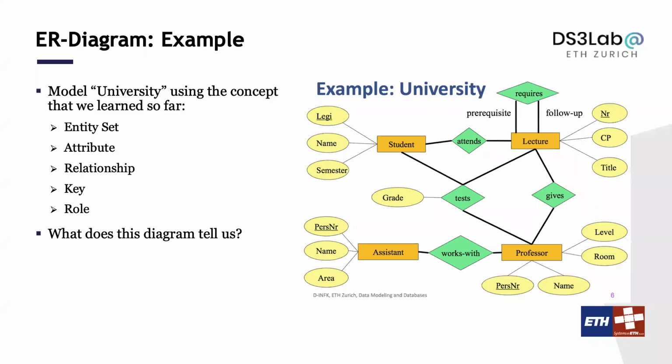For example, here, what we are trying to convey to the machine about our application is that the data I have is organized as follows. I have four different types of entities in my application. I have students, I have lecturers, I have assistants, I have professors, right? If you take, for example, professor, there are four attributes for each professor. There's a personnel number, there's a name, there's a room, there's a level, and so forth.